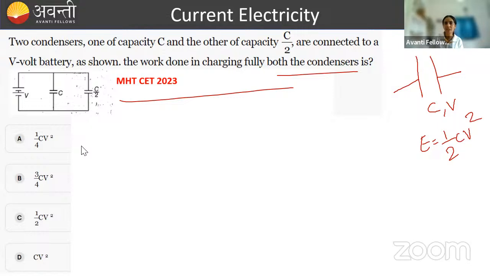What is the question? Work done in charging fully both the capacitors. So how much work is getting done? Whatever work is getting done is stored on the capacitor. If you look here carefully, the voltage across this capacitor will be V because it is directly connected with the battery. For end A and end B, there is a potential difference of V equal to the potential of the battery.